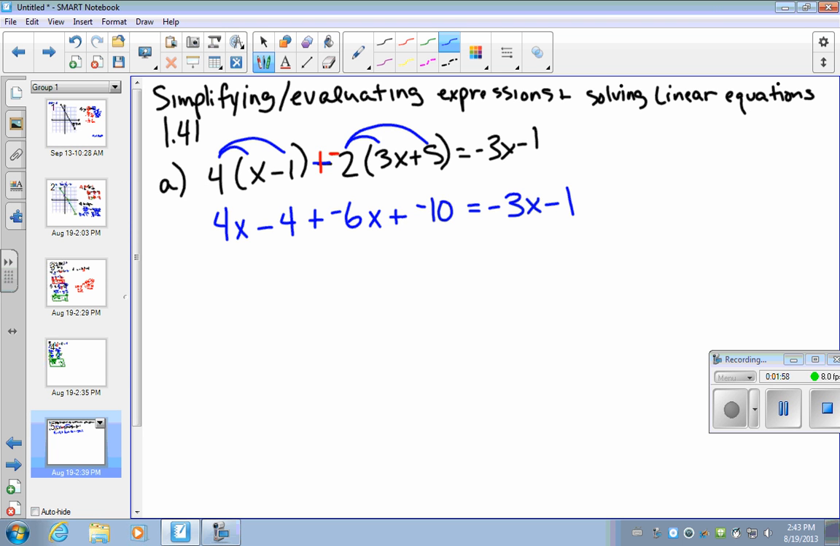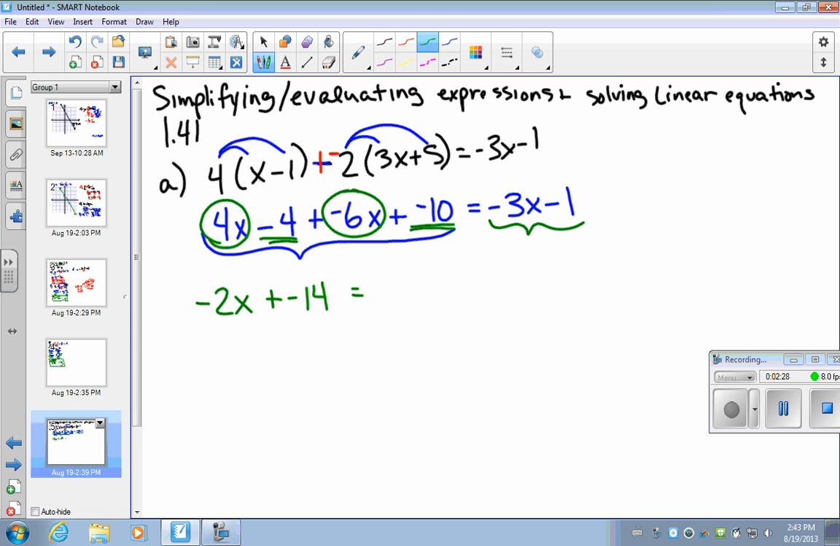Now I'm going to combine like terms if they're on the same side of the equal sign. So I'm just looking at this side of the equal sign, looking for like terms, and I see I have a 4x and a negative 6x. Those combine to be negative 2x. And then the other like terms I see are this negative 4 and negative 10, which is negative 14. Now students are always saying, well, that's a minus 4. Yes, that's a minus 4, meaning the same exact thing as negative 4. The rest of this just stays the same because there's nothing to combine with 3x minus 1. There are no like terms.